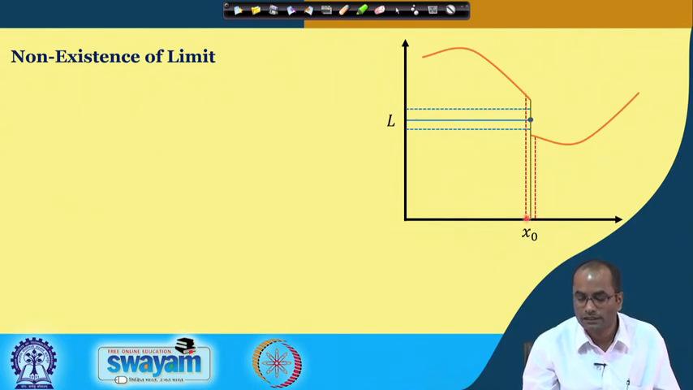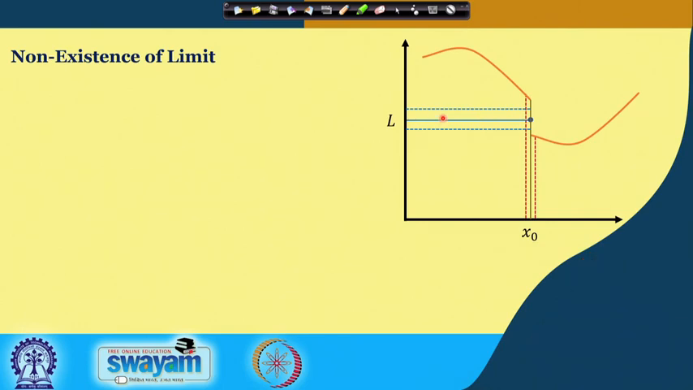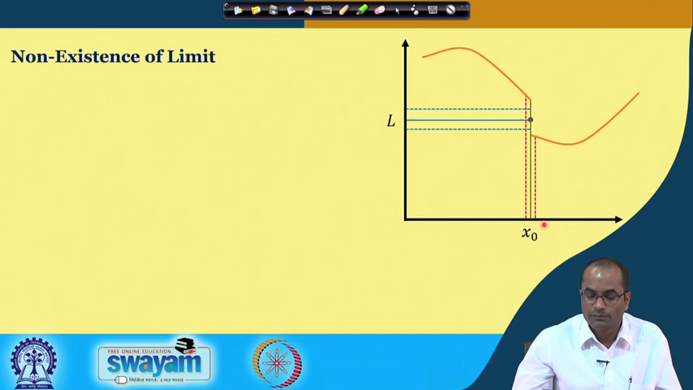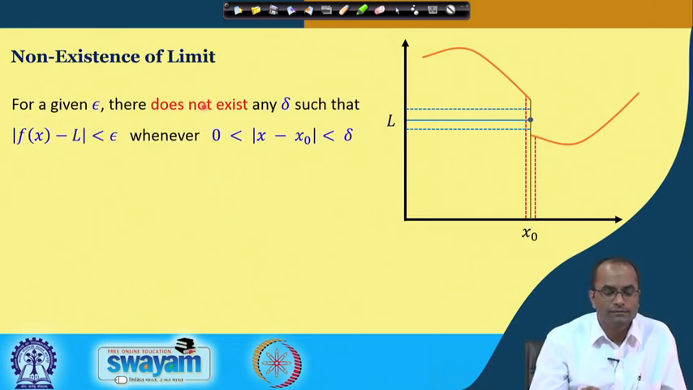It is clearly visible that if you take any point in this neighborhood, the difference between f(x) and L will be greater than the given epsilon. So, in this situation we do not have the possibility that for a given epsilon there exists a delta neighborhood around x naught. For a given epsilon, there does not exist any delta such that the difference |f(x) minus L| is less than epsilon wherever x is from this delta neighborhood.